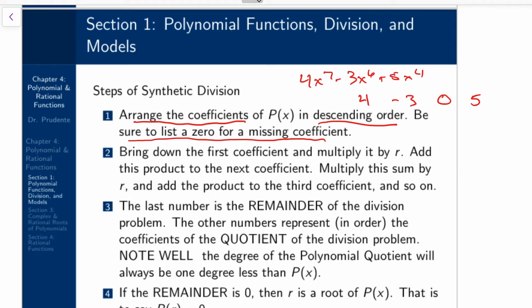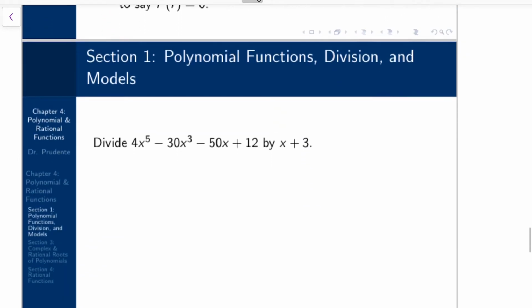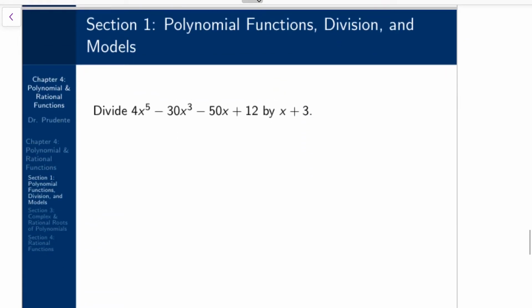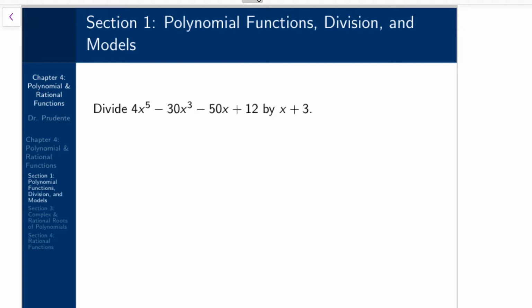Right? What we're going to do is bring down the first coefficient. So we're going to bring it down and multiply it by r. We'll add this to the next coefficient. Then we're going to multiply that sum by r and add whatever that product is to the third coefficient. Right? So let's just see an example. All of that seems kind of confusing, but it's really much easier when we do an example of it.